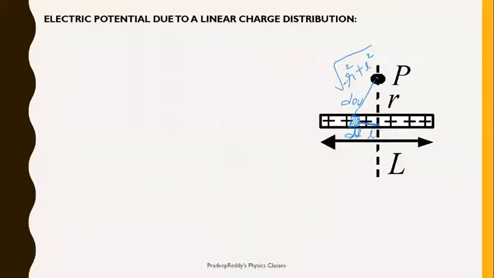Okay, so now you calculate first the electric potential at this point P due to this very small element. So dV is equal to 1 by 4 pi epsilon naught into dq divided by the separation, under root r square plus L square. This is the electric potential because of this very small element. Let me take this as equation number 1.